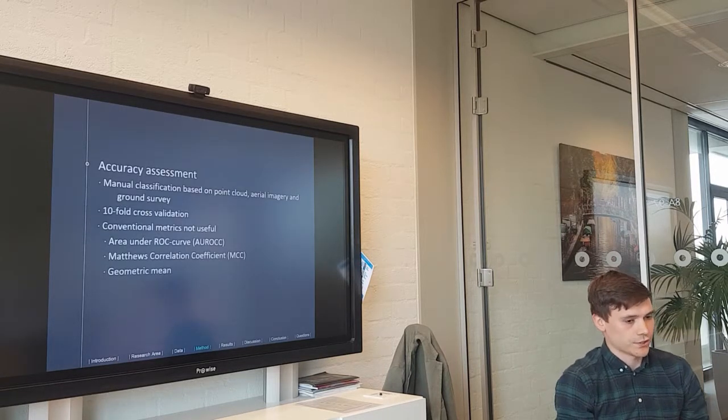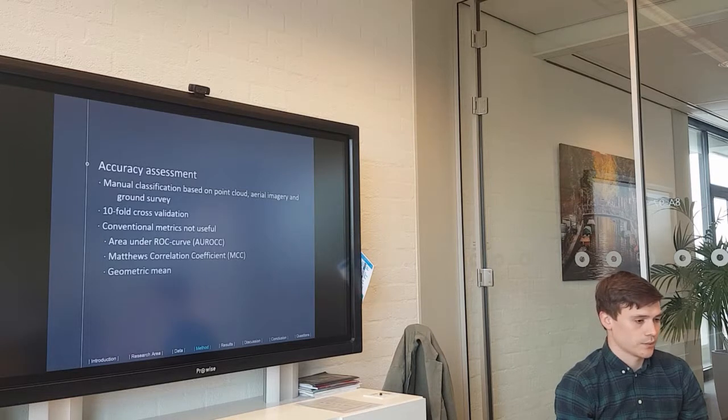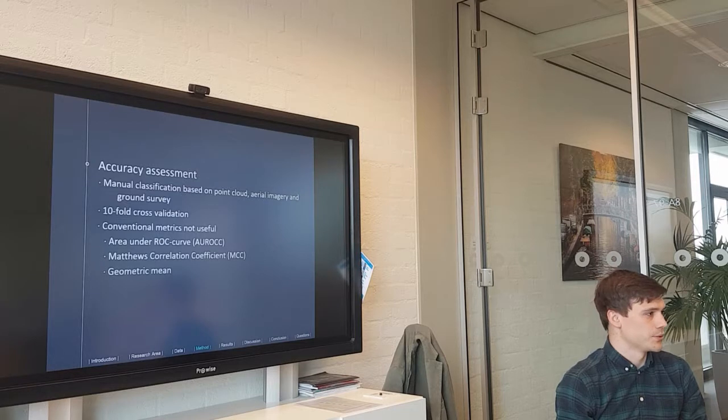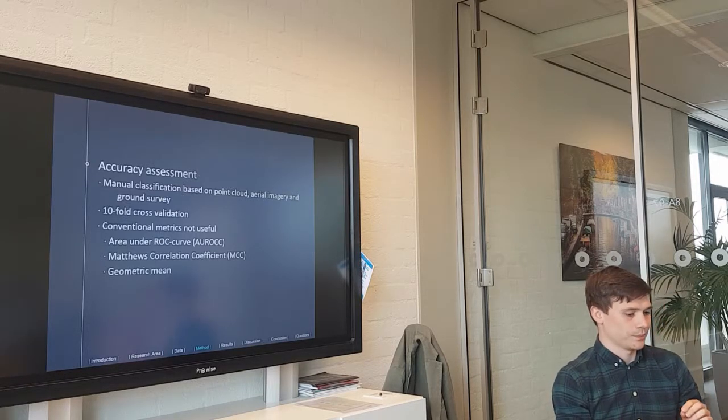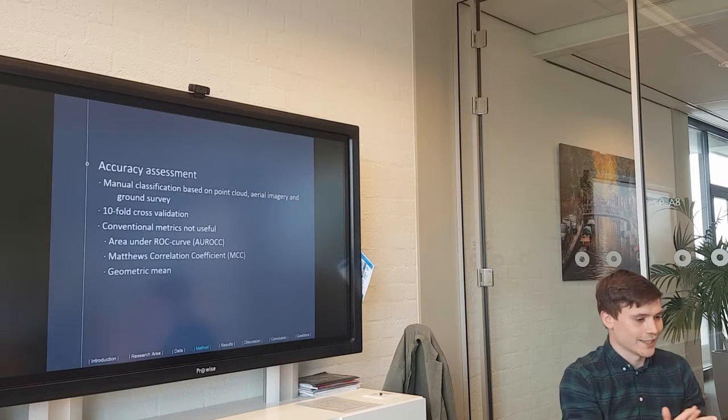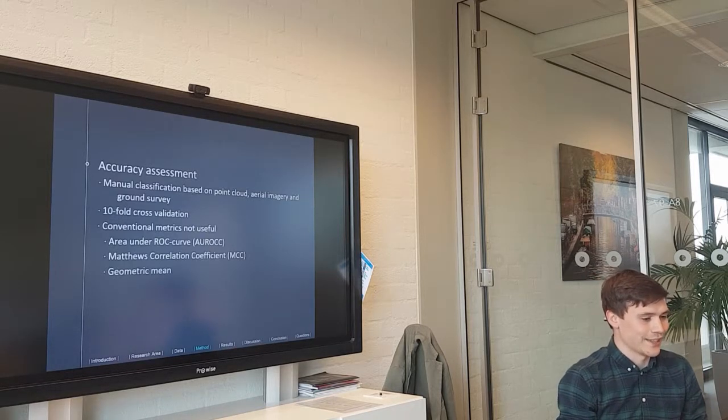So to assess the accuracy of the classification, I did a manual classification based on the point cloud, the aerial imagery, and a ground survey. I did a 10-fold cross-validation, and then again we have to think about the imbalance, because it is so imbalanced, the normal metrics are not really useful. We'll see later, and I can explain later why that is.